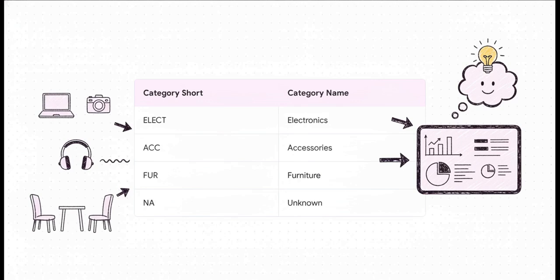Let's say your main sales data contains messy abbreviations for product categories, like ACC or ELECT. Your dashboard users aren't going to know what those mean. So you can actually create a manual helper table right inside Power Query to map those short abbreviations out to friendly names like accessories and electronics. In this case, that category short column becomes our matching key.